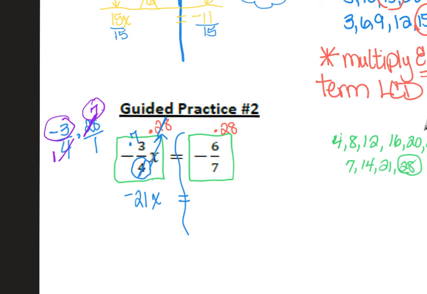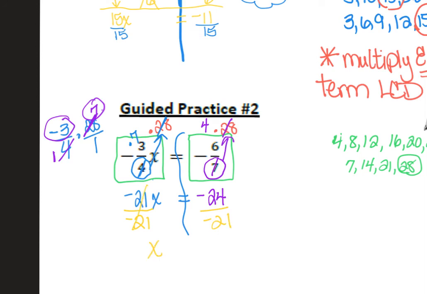If you go, how many of the denominator is in the numerator? How many 7's are in 28? You're going to say it's 4. So I'm going to do 4 times -6, which is going to be -24. And then my last step here is to solve by dividing. So when I divide here, I'm going to divide by -21, divide by -21.